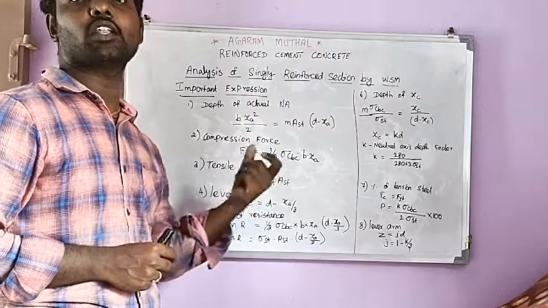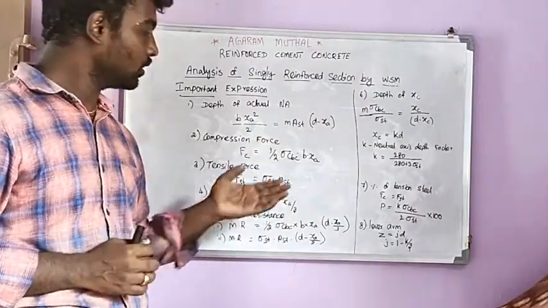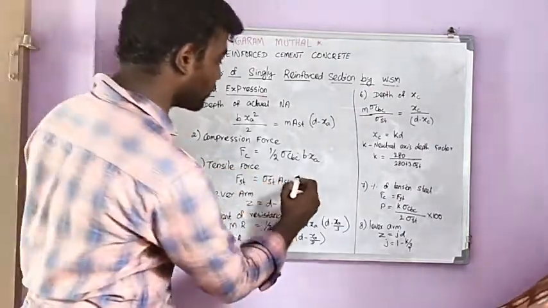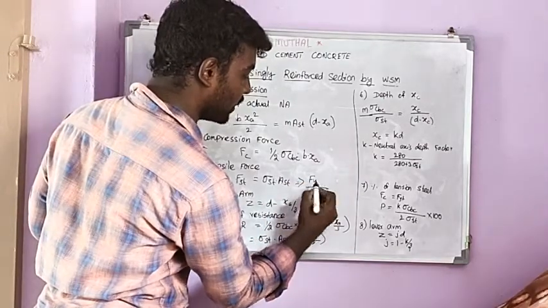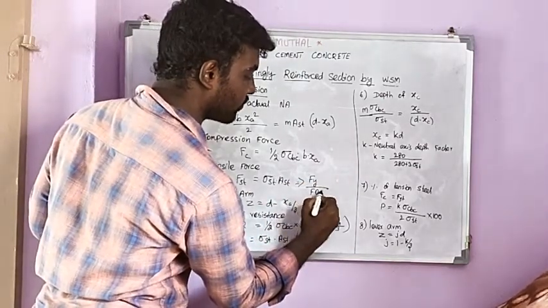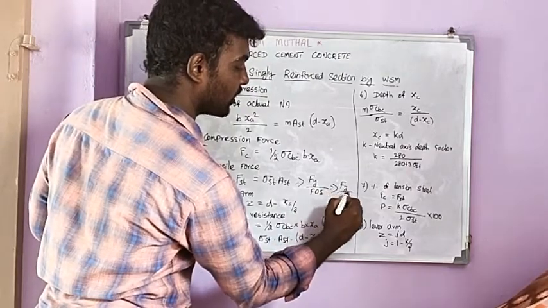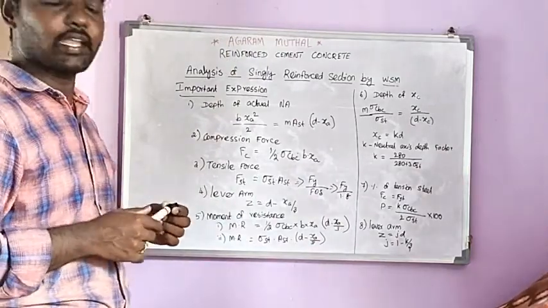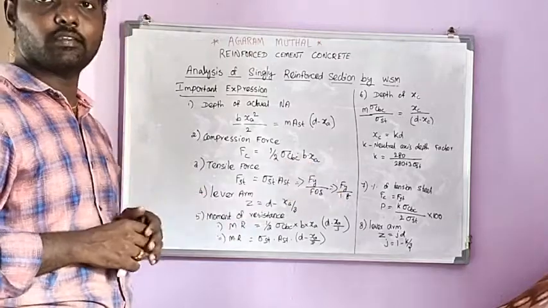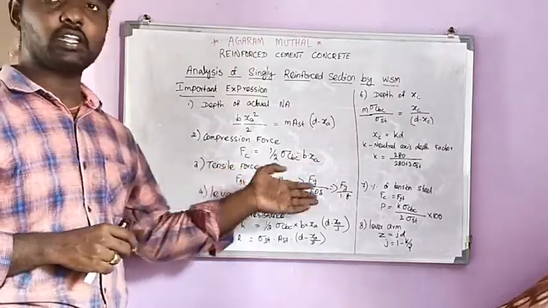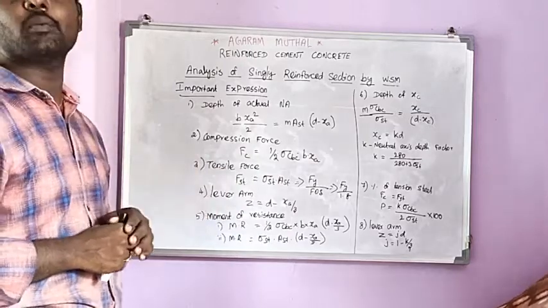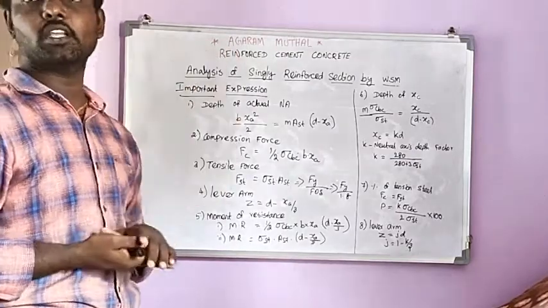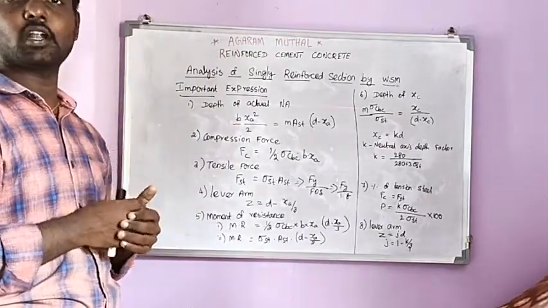Ast is nothing but the total number of bars into pi/4 d square, diameter square. We can get the value of Ast, and the sigma st value we can calculate as Fy divided by the factor of safety. Here the factor of safety is 1.15 for steel, so we will get the value of 0.87 Fy. We substitute these values, sigma st into Ast. Next, the lever arm value. The lever arm is nothing but the distance between the compression force and the tension force, the reinforcement of the tension zone, and it is called the lever arm.